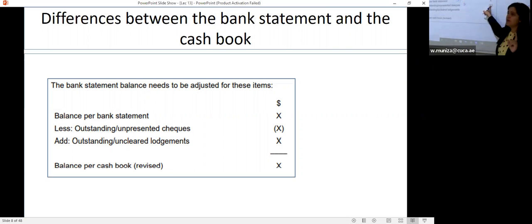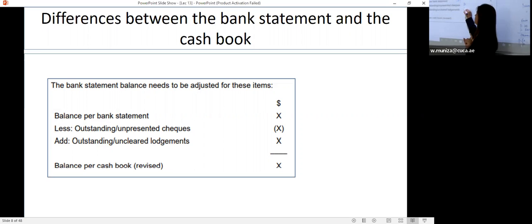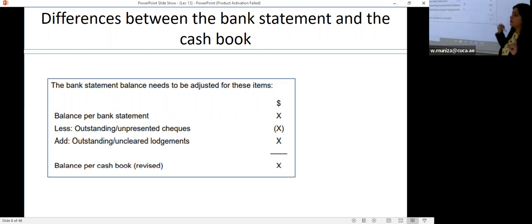Outstanding unpresented checks have the debit balance. That is why they are going to be deducted. From credit, debit has to be deducted. Outstanding or uncleared lodgements are going to be credited. To credit, credit is going to be added. And you are going to get the balance as per cash book revised.